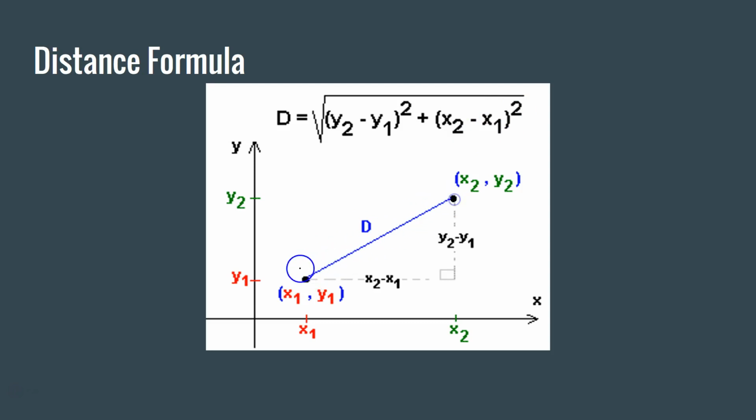We have our 2 points. We have x sub 1 and y sub 1. We also have x sub 2 and y sub 2. The first x and y, the second x and y. That's where that's coming from.